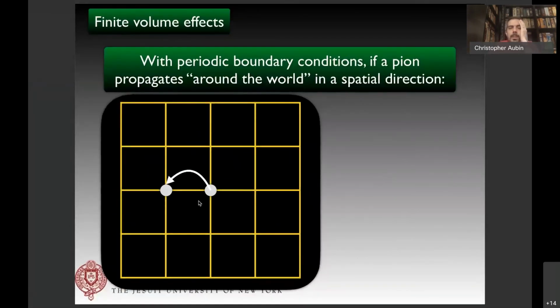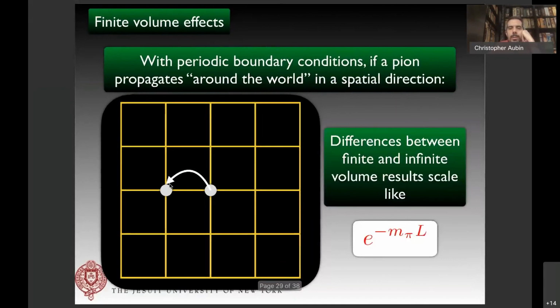Volume effects. Imagine you have a pion sitting here on your lattice, and I want to propagate that pion to this point. Because I put periodic boundary conditions on the quarks, there are periodic boundary conditions on the pions. So I could get from this point to that point by this route or by that route. I could wrap around the world. I can go this way, and if I walk out this side, then I'd come back in here. Now, of course, you might be thinking you have to stay on the points. Fine.